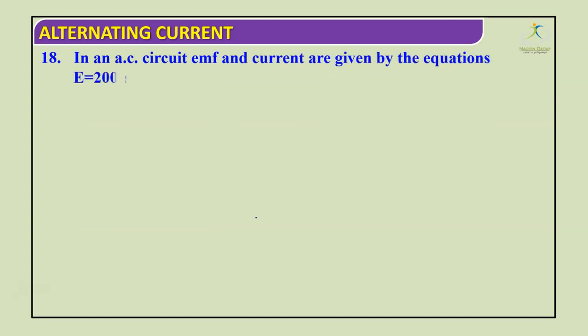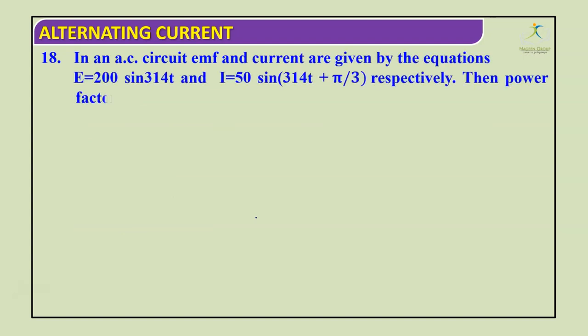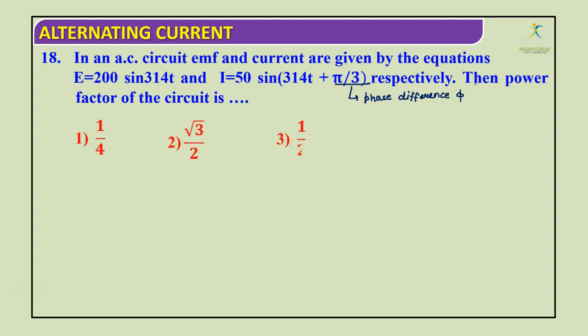Next question. In an AC circuit, EMF and current are given by the equation E equals 200 sin 314t and I equals 50 sin(314t + pi by 3). So what does the pi by 3 represent? Phase difference. The power factor in the circuit is 1 by 4, root 3 by 4, 1 by 2, or 1 by root 3. Let us see the procedure part.